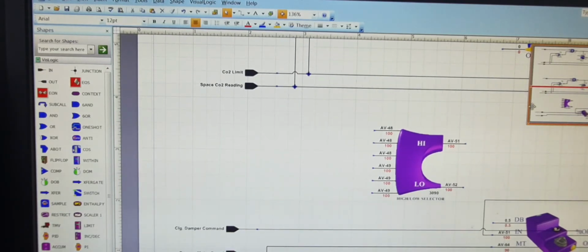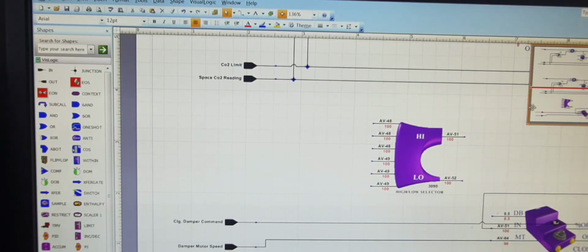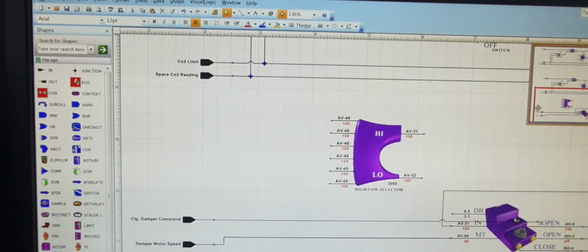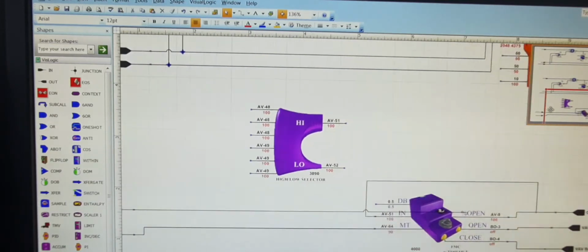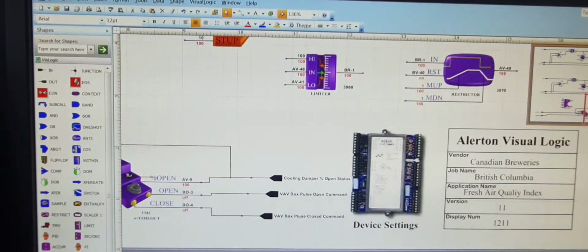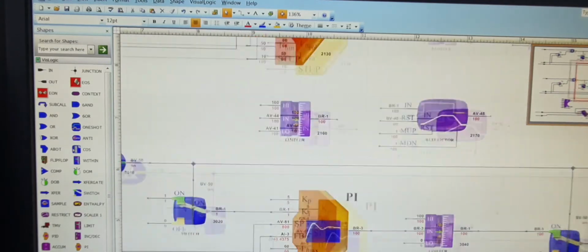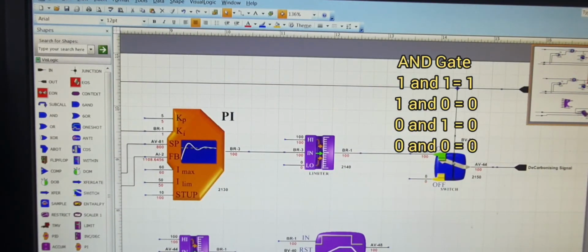And you need to bring those CO2 levels down to maintain a proper CO2 level inside the space in question. So these are the cooling and VAV open and close commands, and then the cooling damper open status. So we have a full open condition. So this is what we are trying to do. So this is the program for the CO2, and what we're trying to do is have fresh ventilation.